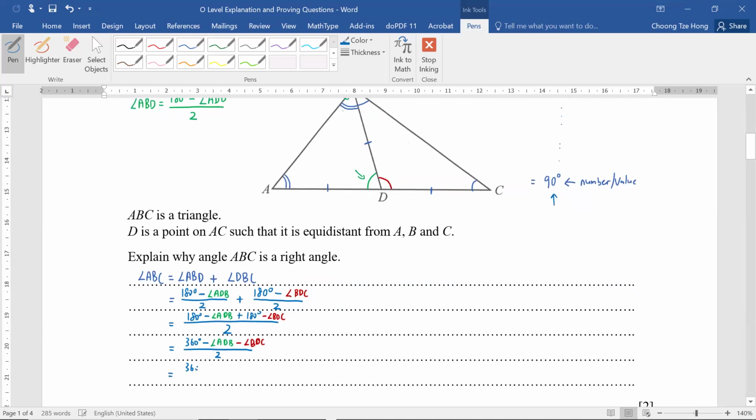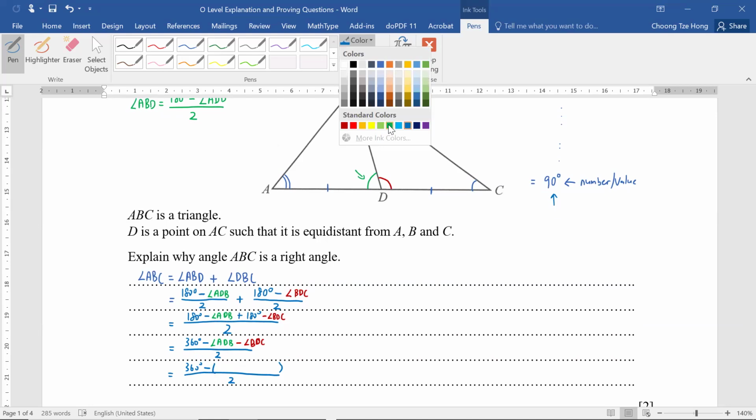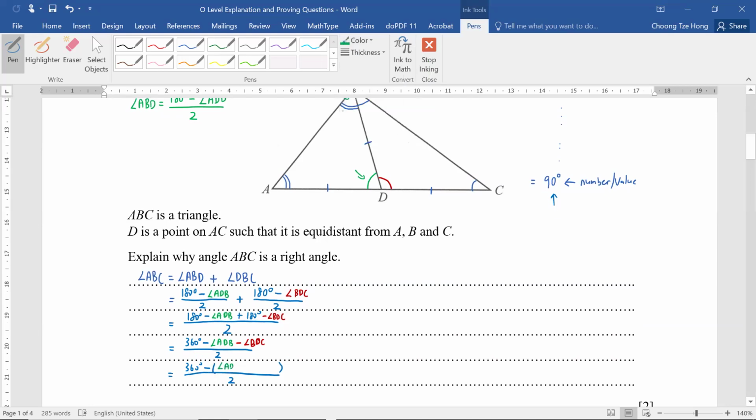So 360 minus. Now we're going to factorize out the negative sign. Then basically what we're going to have, divided by 2, will be angle ADB plus angle BDC. Then you can see clearly here, the green plus red angle is adjacent angles on a straight line, so they will sum up to become 180.